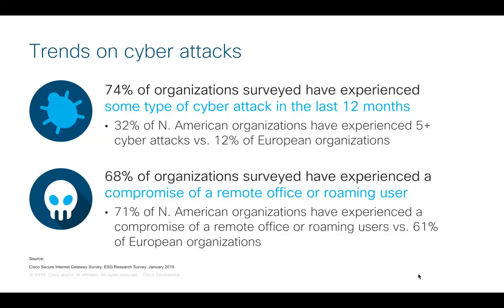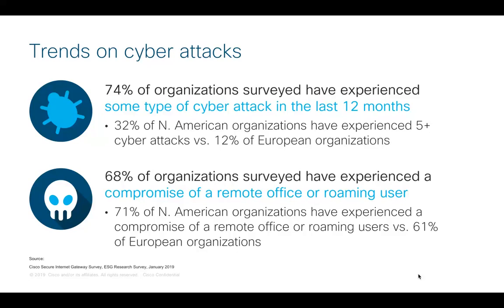We're also seeing that the percentage and the volume of attacks is higher for North America than it is for Europe, and that is consistent with research that we do internally at Cisco Umbrella across various attack types such as crypto mining. We are seeing that North America is a particularly hot target for attacks.